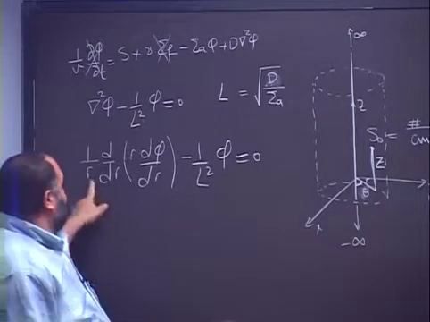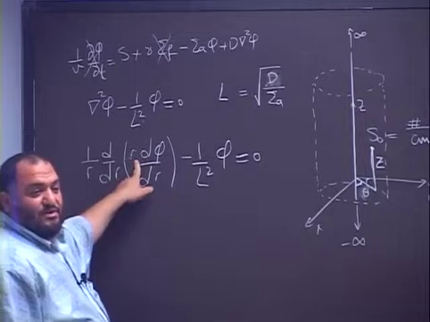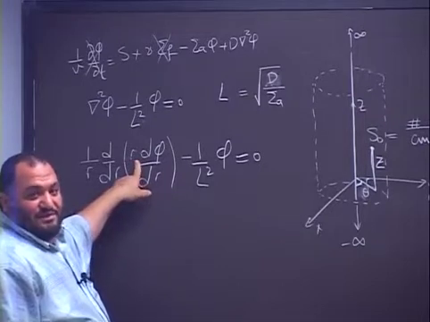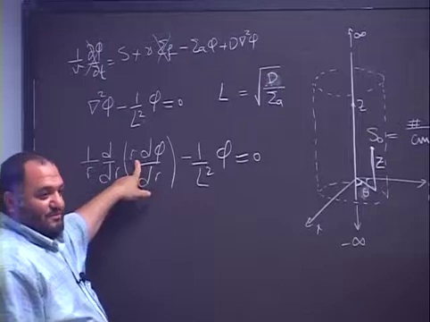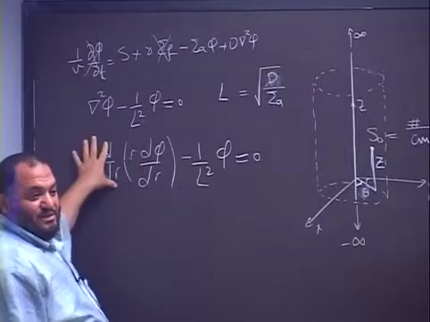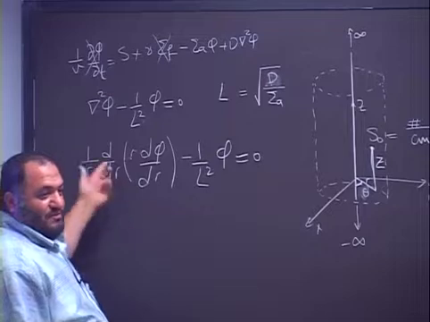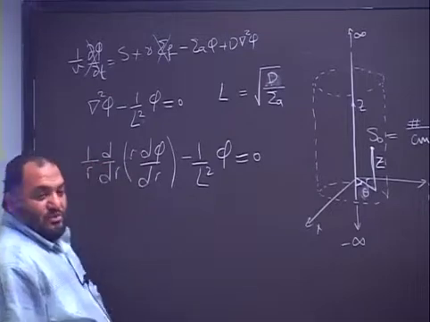You cannot cancel this r with this r. Do not ever. 60% of the students fall into this mistake. Do not ever. There is a differentiation d by dr in front, so you cannot do this.